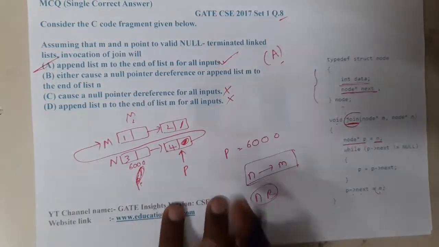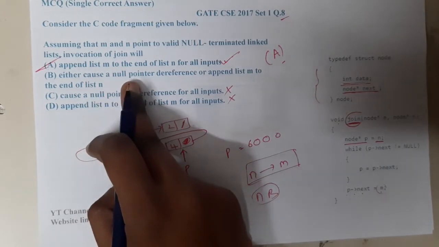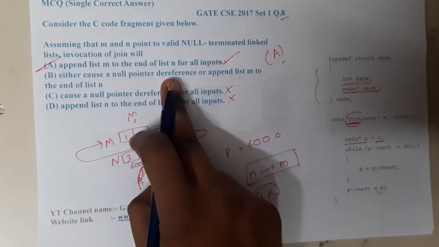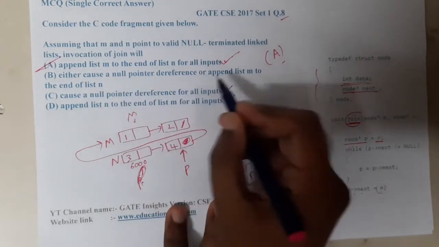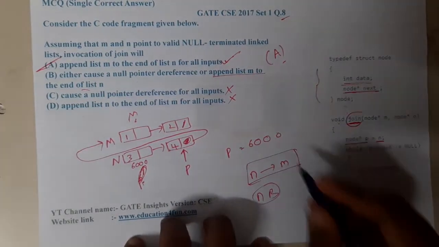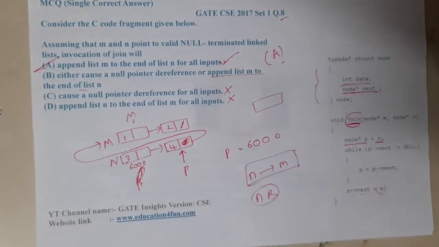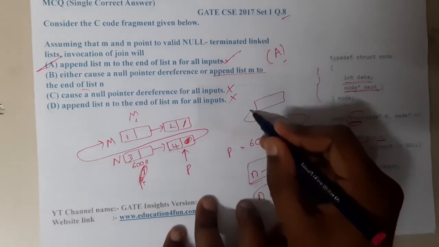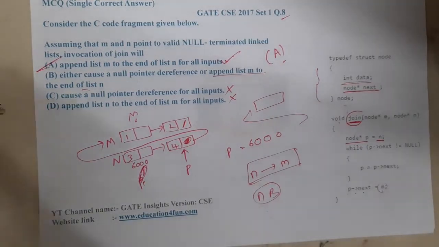But I am a bit skeptical about option B, which either causes a null pointer dereference or appends list m to n. This second part is okay, but what is the first part trying to say? What if one of them is null? Then there is no list only, so even at that time it will be linked to that null only, right? Hence A will be the answer. Just give me a second, I will cross check it. Yeah, A is the answer.